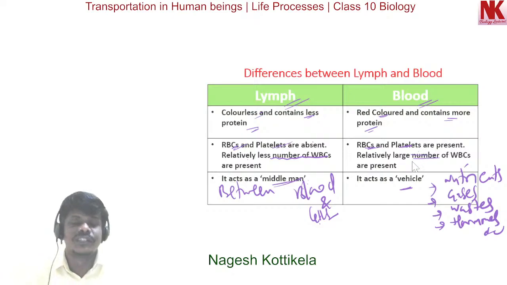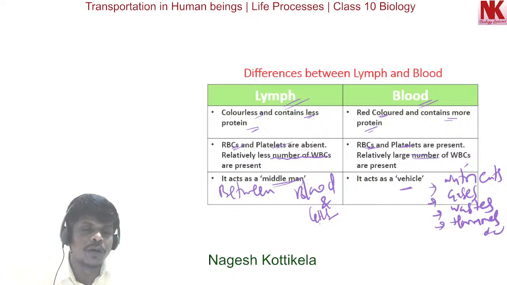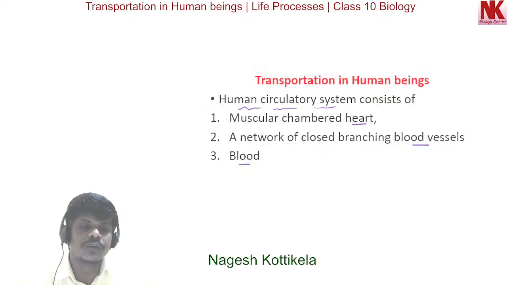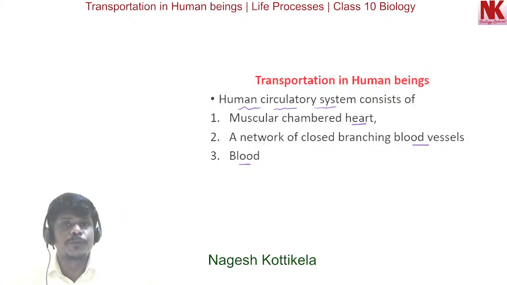So this is today's topic. Today I discussed transportation in human beings. The human circulatory system consists of the heart, blood vessels and blood. So this is all about today's session.